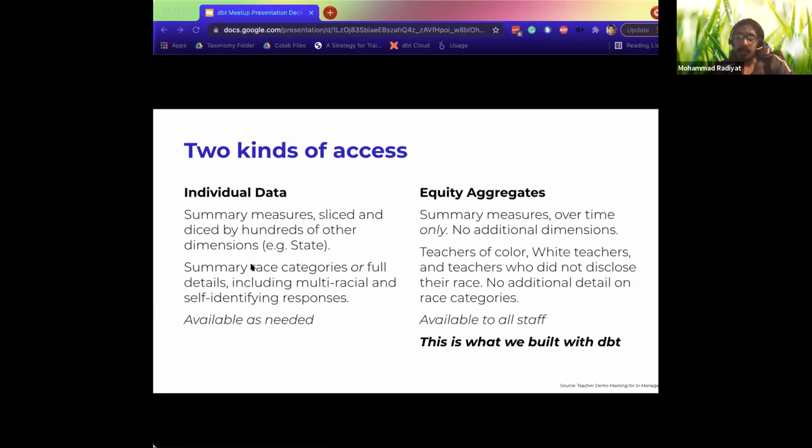They are summary measures only, and users can see 3 levels of data based on timeframes. They can see daily aggregates, fiscal year level aggregates so far, and rolling 366-day window aggregates. You can't slice this data too much because it's pre-calculated. Also, the race data is a bit more broad. Users can only break down by white teachers versus teachers of color.